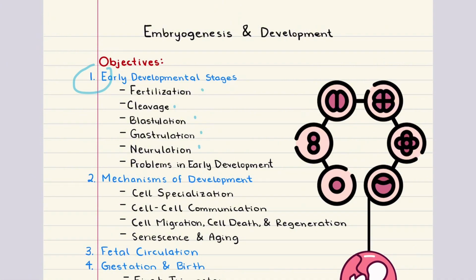We're also going to take a moment to highlight what can go wrong during these early stages and how those issues can affect development. From there, we're going to move into the mechanisms that guide development. So we're going to talk about how cells become specialized, how they communicate with each other, and how they're guided to their proper locations in the body. We're also going to cover what happens when cells are programmed to die, how some tissues can regenerate, and what changes occur as the body begins to age.